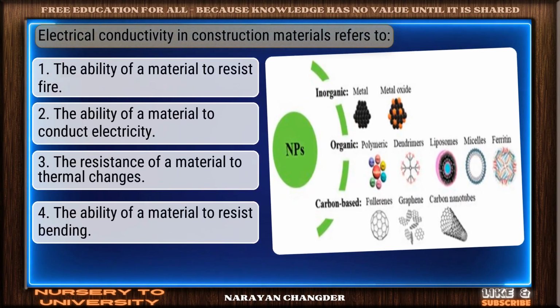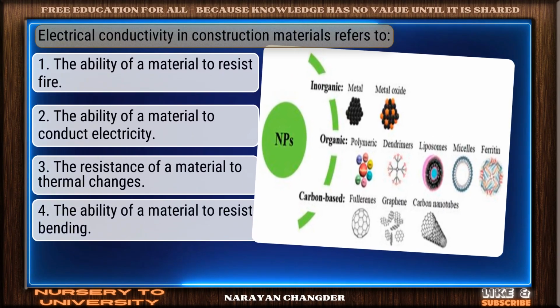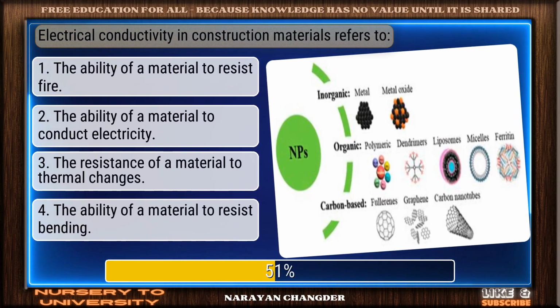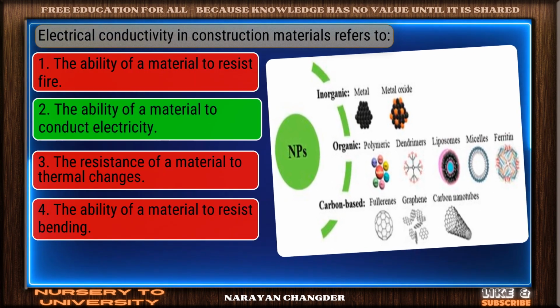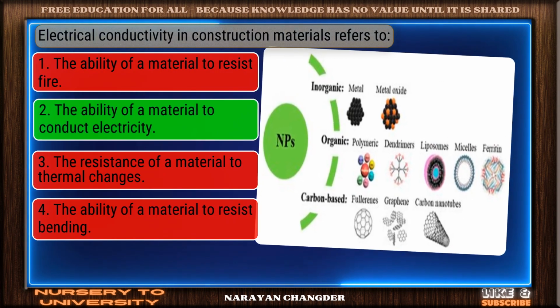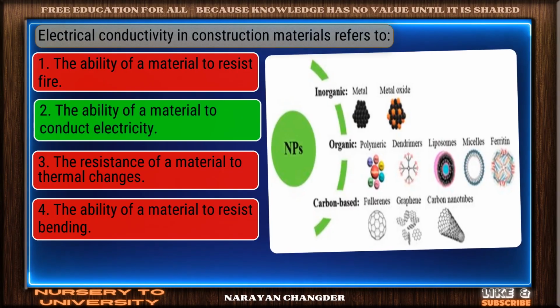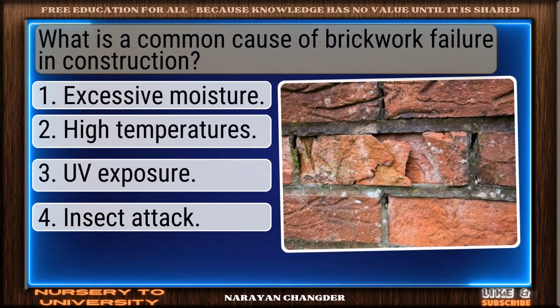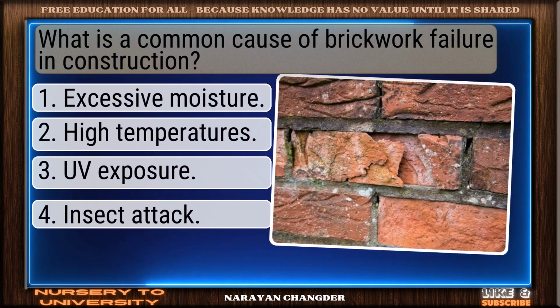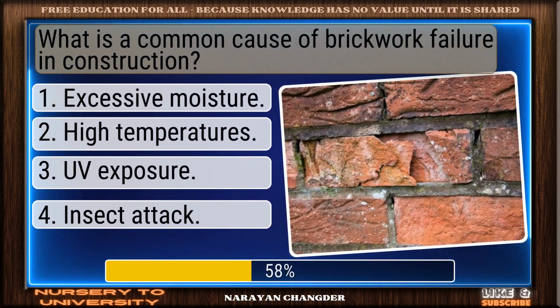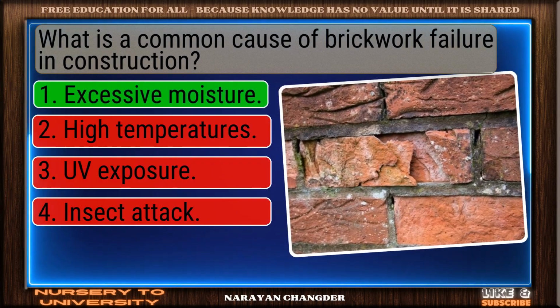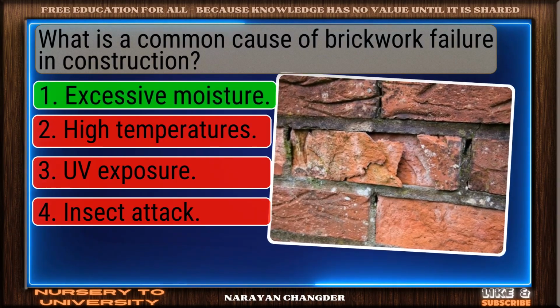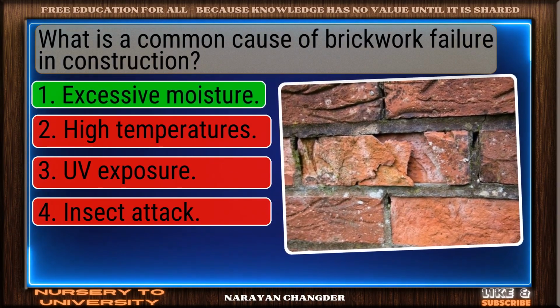Electrical conductivity in construction materials refers to... Nicely done. The ability of a material to conduct electricity is a solid answer. What is a common cause of brickwork failure in construction? Sharp thinking. Excessive moisture is the right choice.